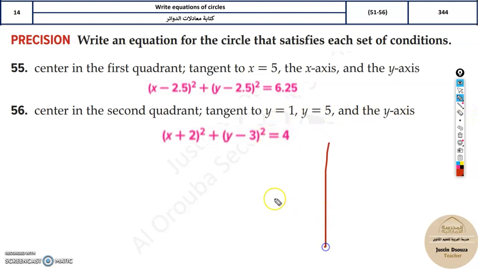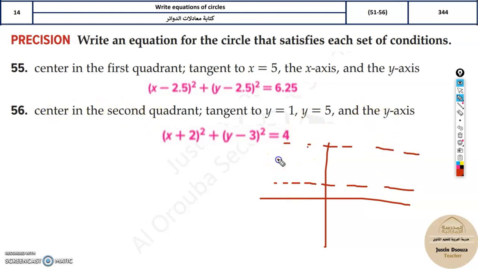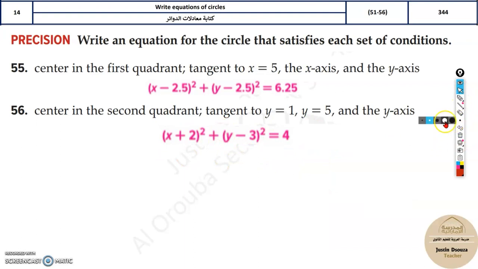Over here they have given you y equals 1. See, y equals 1 is somewhere over here, and y equals 5 and the y-axis. The center is in the second quadrant, but it's tangent like this. Imagine this is the center. It's tangent to y equals 1 and y equals 5. So what is the total diameter? It is 4, so the radius will be 2. This is how we can easily solve. So the radius is 2 over here.